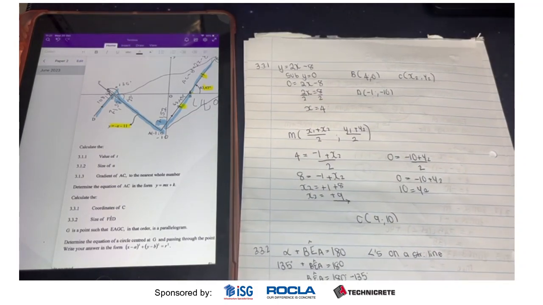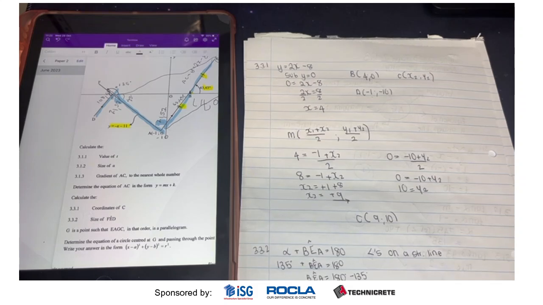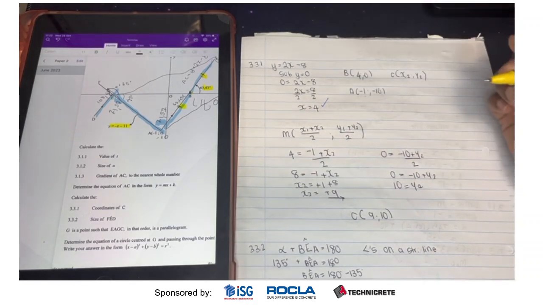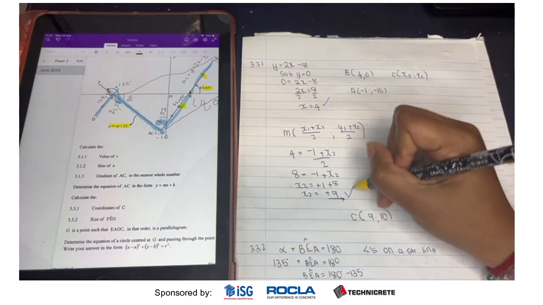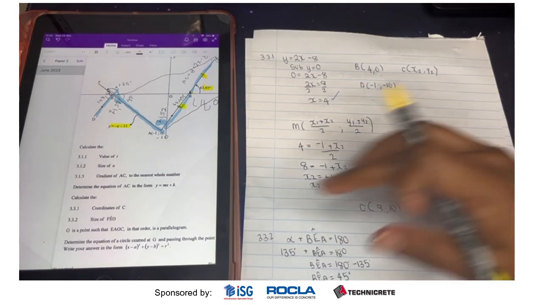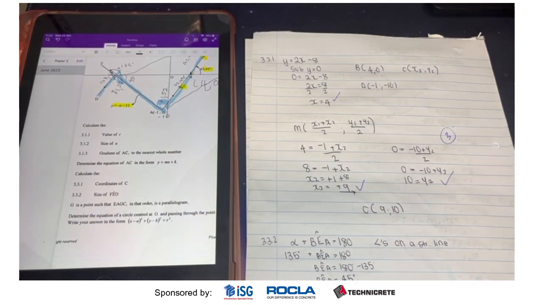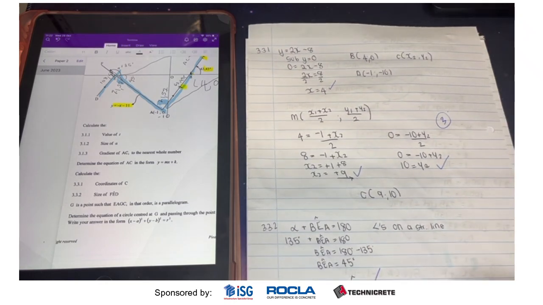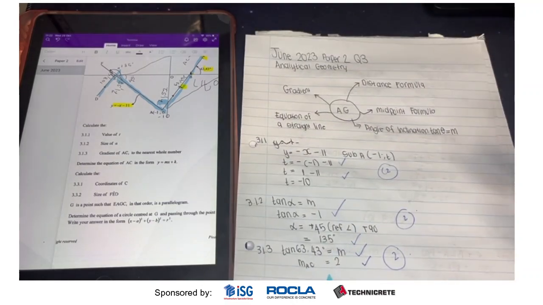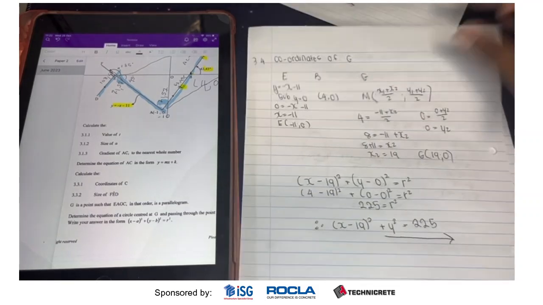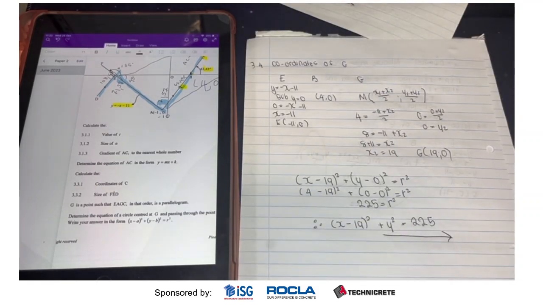Thereafter, we found the coordinates of C. To find the coordinates of C, this was 3 marks, 1 mark for finding the value of B, the x value, another mark for 9, another mark for 10, and that was your 3 marks. And then thereafter, we found the size of FED. Here you got 1 mark for this angle, another mark for this angle, and your final mark was for your answer. Also 3 marks.